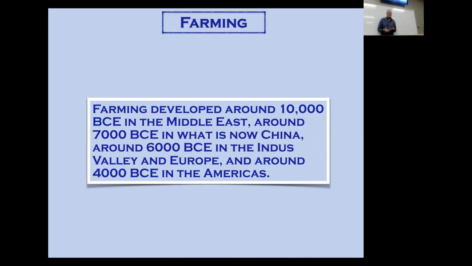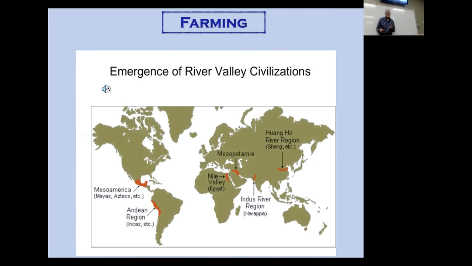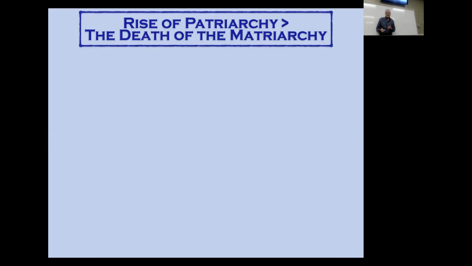And then organized farming developed, and these were in river beds around 10,000 BCE, before the Common Era, where the Tigris and the Euphrates come together, that has been the site of massive armament dropped on the people and destroying the civilizations. And then 7,000 BCE, China, 6,000 BCE, and the Indus River, and then around 4,000 in the Americas. And this shows these spots around the river.